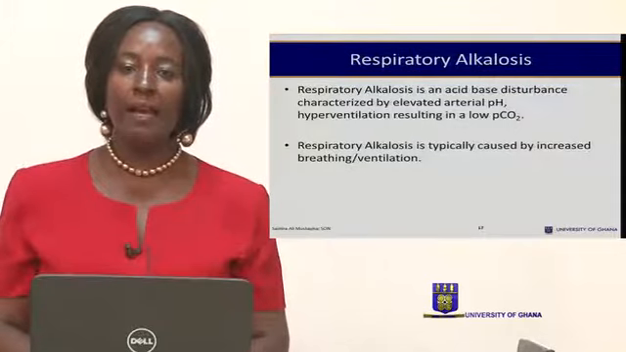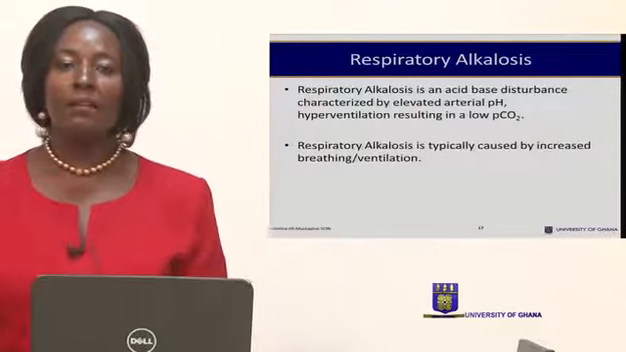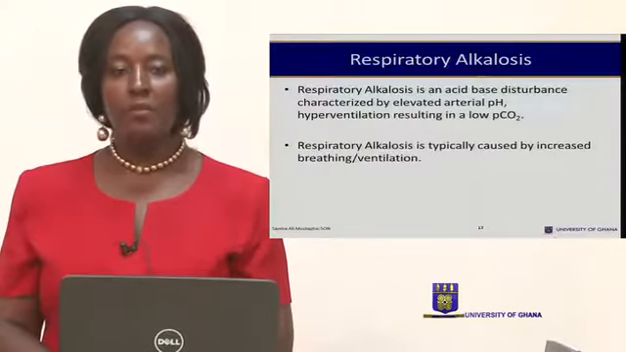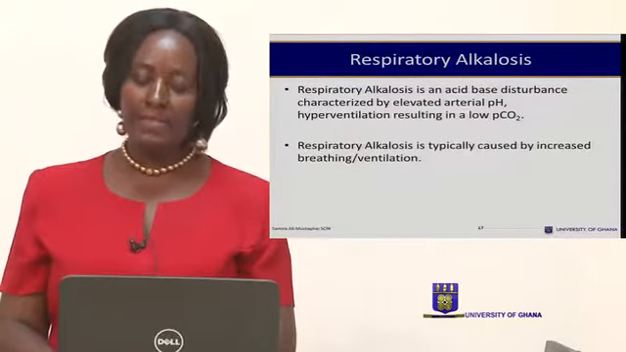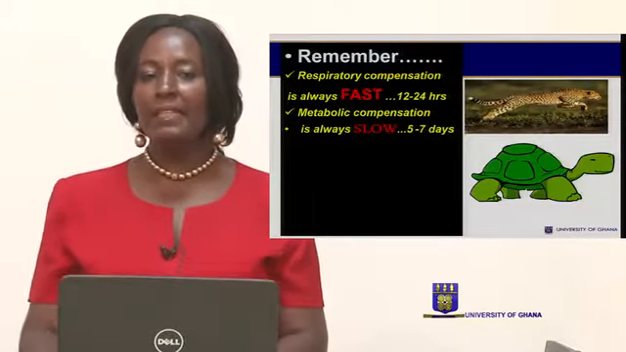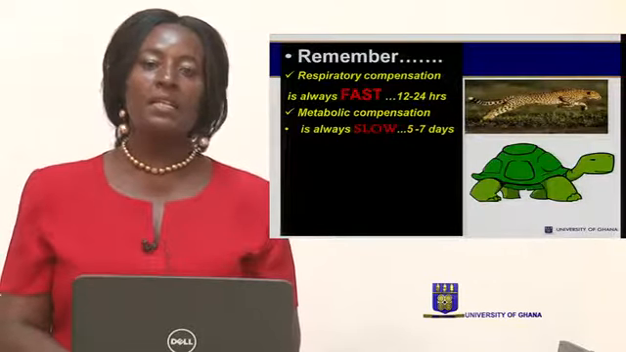Respiratory alkalosis, on the other hand, is also an acid-base disturbance and is characterized by elevation in arterial pH. So hyperventilation results in low partial concentration of carbon dioxide. Respiratory alkalosis is typically caused by increased breathing and ventilation. I think everything as we go in is very self-explanatory. It is also for us to remember that respiratory compensation occurs very fast, within 12 to 24 hours, and the metabolic compensation is rather slow.